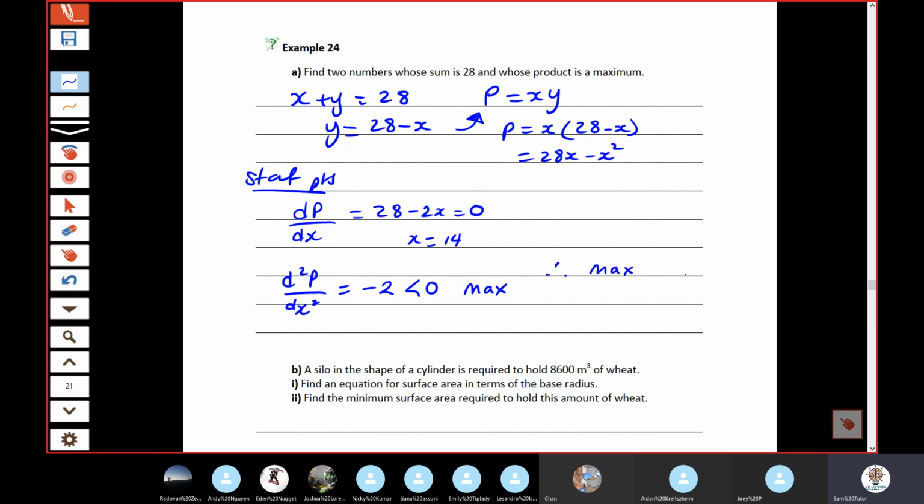Therefore, max product is x, which is 14, times 14. Sorry, the question doesn't ask for the product. It just says find the two numbers whose sum is 28. Therefore, the two numbers are 14 and 14. Such that they sum to 28, but their product is also a max. All good?